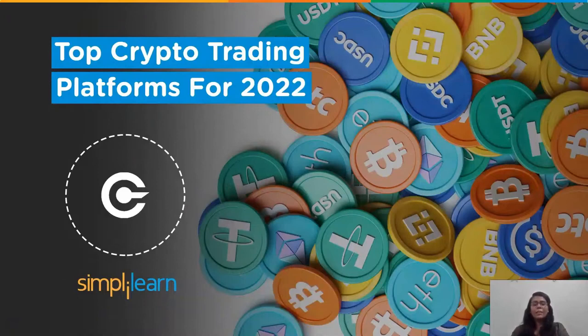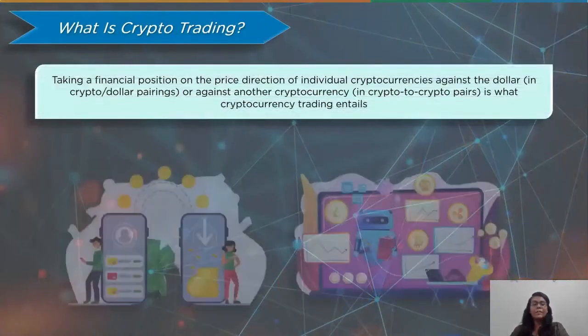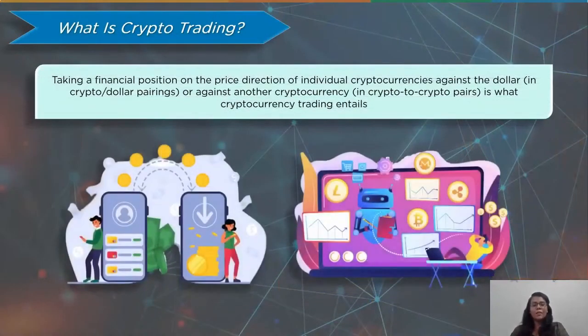But before diving right into the list, let's have a quick and crisp understanding of what crypto trading actually means. So, taking a financial position on the price direction of individual cryptocurrencies against the dollar or against any other cryptocurrency is what crypto trading is all about. CFDs, or contracts for difference, are a popular way of trading cryptocurrencies because they offer more flexibility, leverage, and the ability to trade both long and short positions.